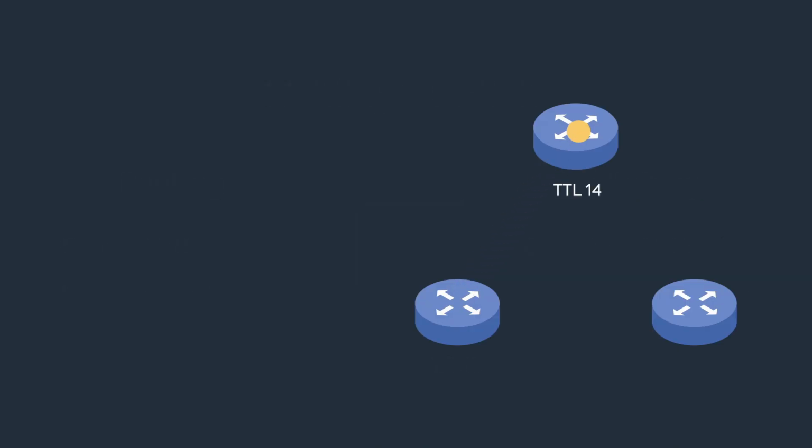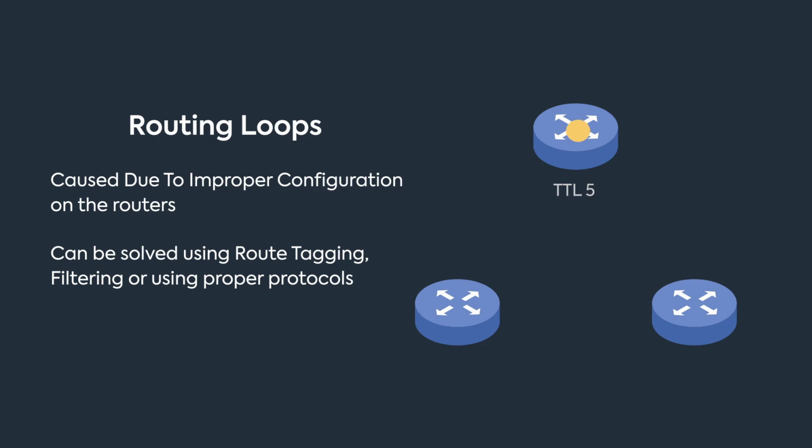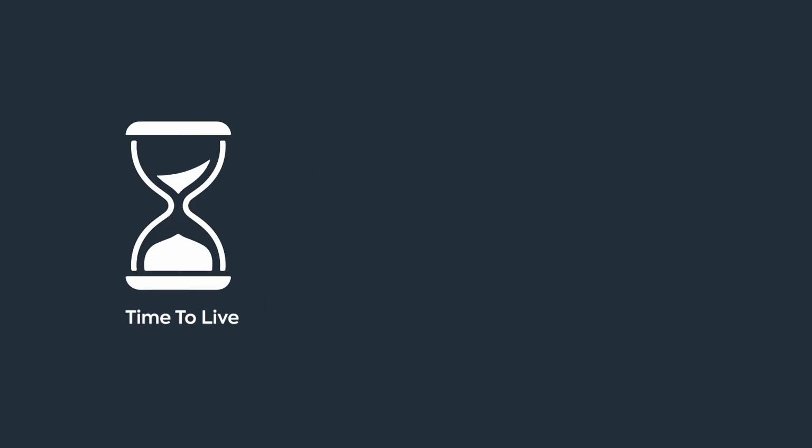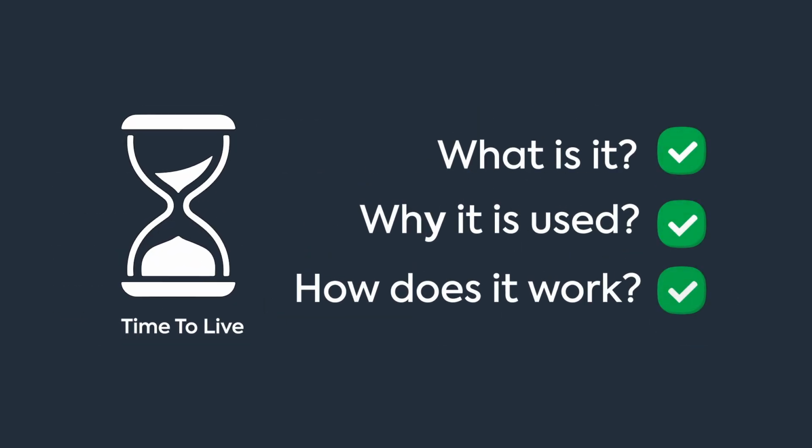TTL values can prevent infinite packet loops in a network. These loops can be a result of bad configuration. But since the routers perform these checks, the expired packet gets removed, thus reducing the chaos in the network. So now you understand why it is used and how it works.